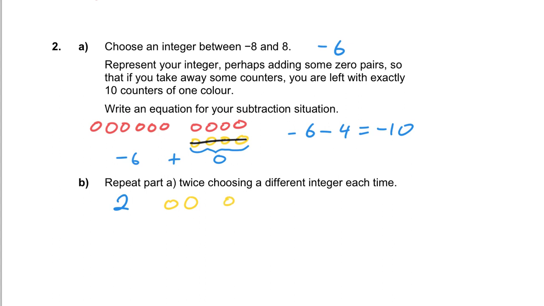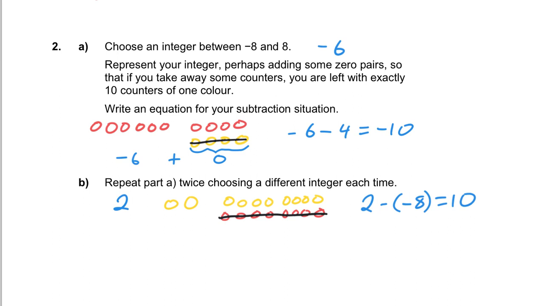I'm going to add 8 0 pairs. 1, 2, 3, 4, 5, 6, 7, 8. So essentially I've got 2 plus 0, which is still 2. But now I can take away all of these so that I'm left with 10 positives, right? I'm left with 10 counters of one color. And here's the equation for this. We start with 2. We subtract how many negatives? 8. And we're left with 10 positives.